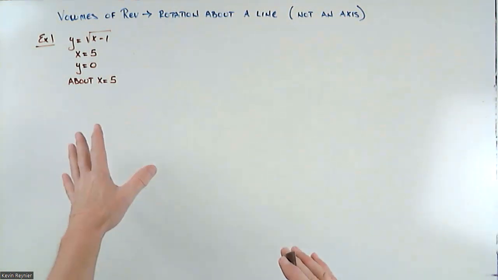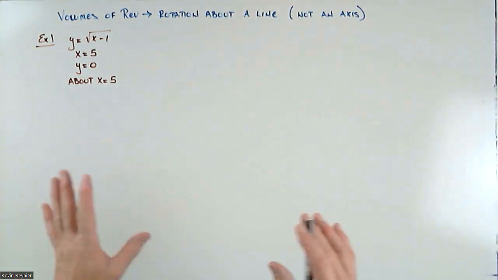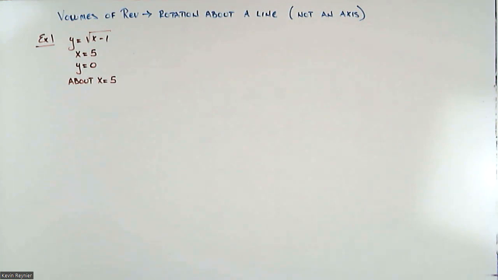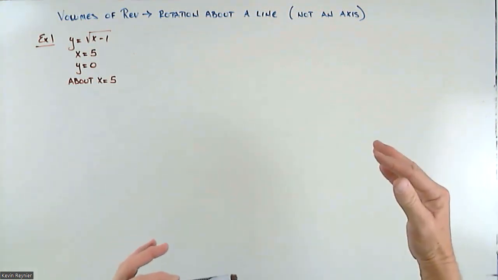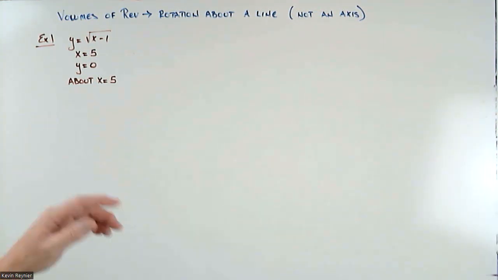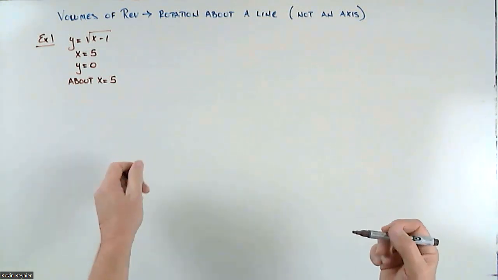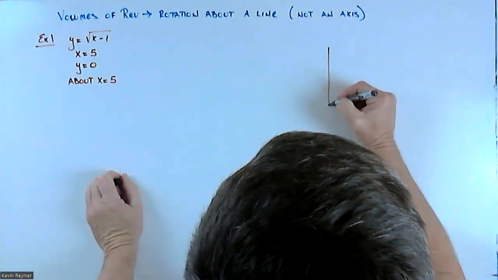You can do 2 of these per page. That's what I would consider to be extreme. 1 per page is fine. You want a large drawing, and you'll see why as we go through the process. So we're going to begin, right? We're going to begin by graphing our region.